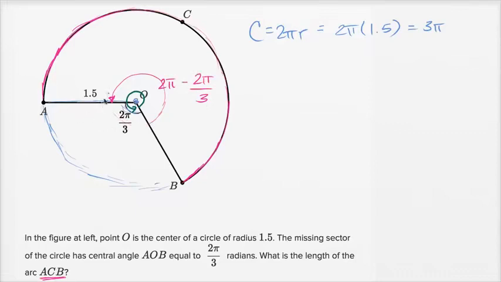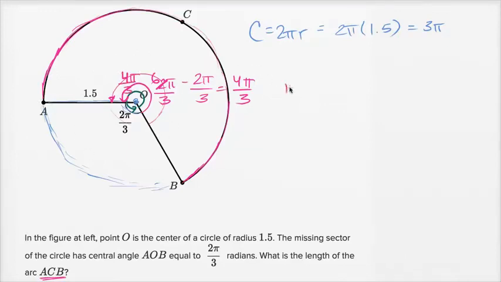Now what's 2 pi minus 2 pi over 3? Let's see, I can find a common denominator. Instead of writing it as 2 pi, I can write that as 6 pi over 3. So it's going to be 6 pi over 3 minus 2 pi over 3. Well, that's going to be 4 pi over 3. So once again, this angle right over here is 4 pi over 3 radians.